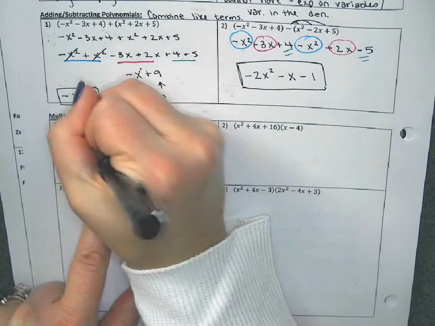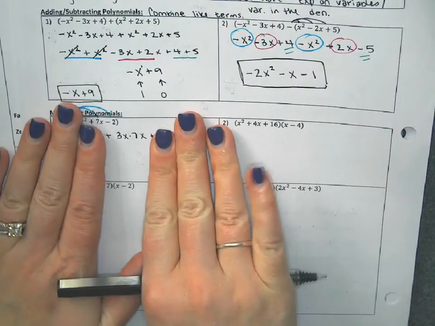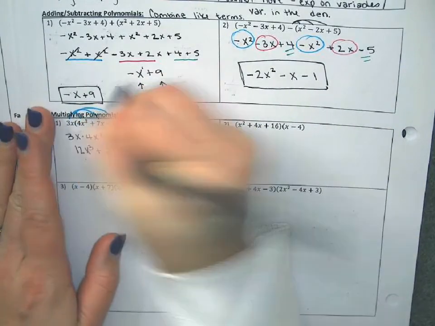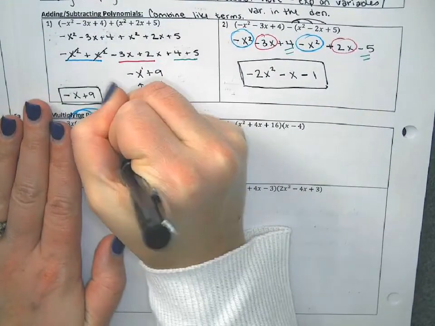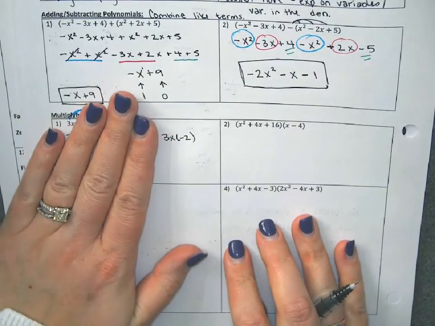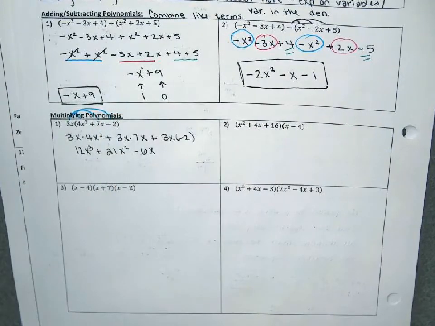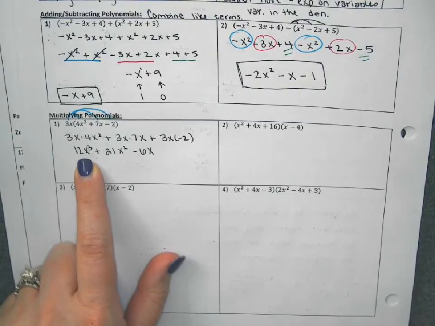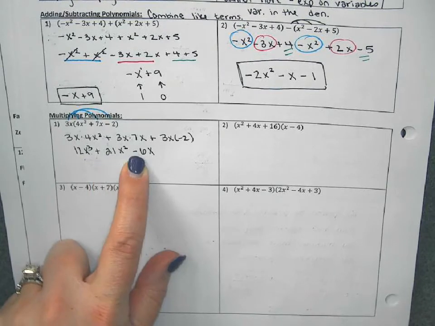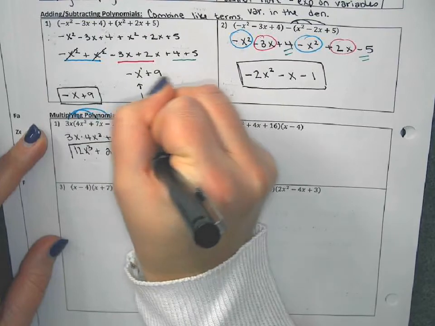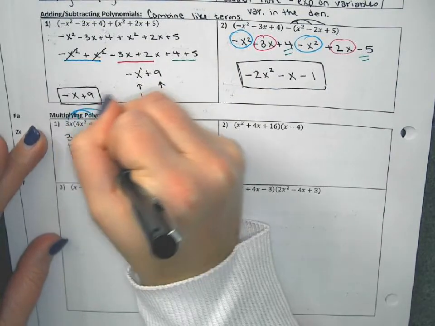Plus, let's look at that middle term. 3x times 7x, so 3 times 7 is 21. x times x is x squared. This last one, 3x times negative 2, would just be minus 6x. Now double check. The degree here is 3, the degree here is 2, the degree here is 1. You're already in order, and that was your final answer.